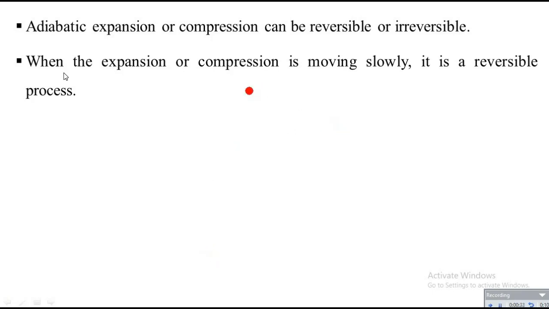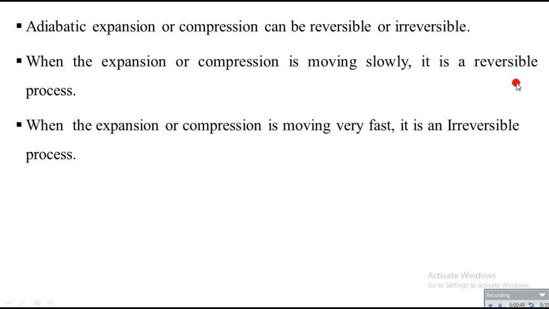When an expansion or compression is moving slowly, as we have seen, we have a reversible process. A reversible process is a process which is going slowly, and an irreversible process is a process which is going faster. When an expansion or compression is moving very fast, we are talking about an irreversible process. Remember, last time we discussed these concepts of reversible and irreversible, and the differences between the two processes.